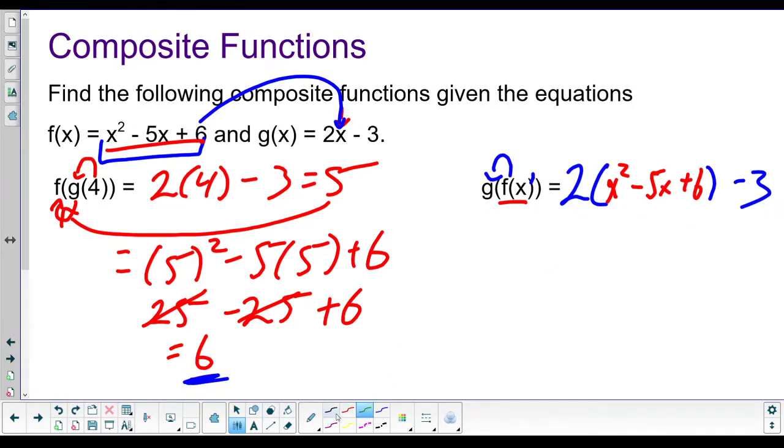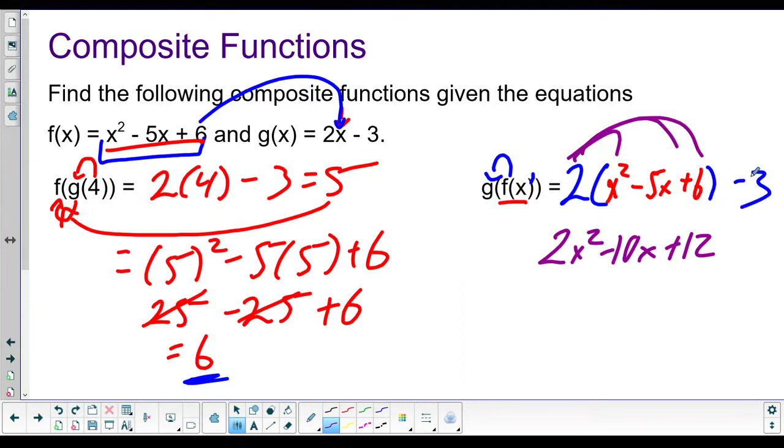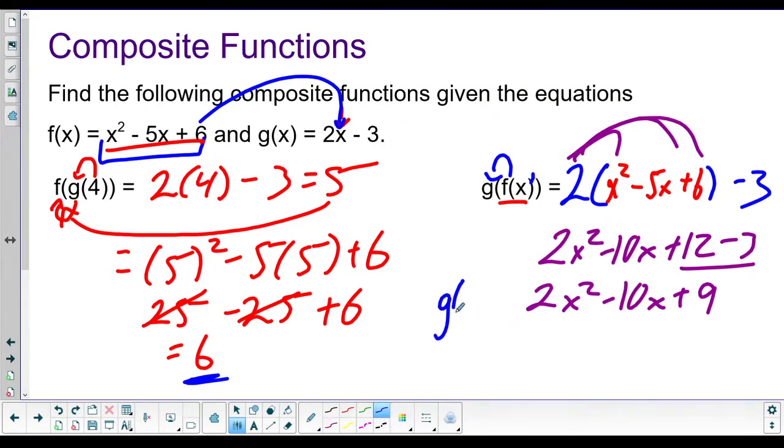Now we need to simplify this thing. We're going to distribute our 2. So we have 2x squared minus 10x plus 12. Bring down our minus 3. Then just combine our like terms right there. So we have 2x squared minus 10x plus 9. There we go. And this is g of f of x.